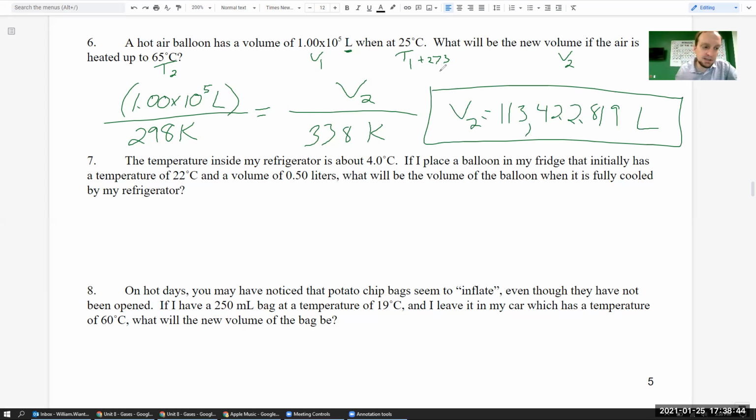Again, I like when they don't give you all three variables. They only give you, say, temperature and volume. It's a little bit easier. I definitely prefer that. Number 7.